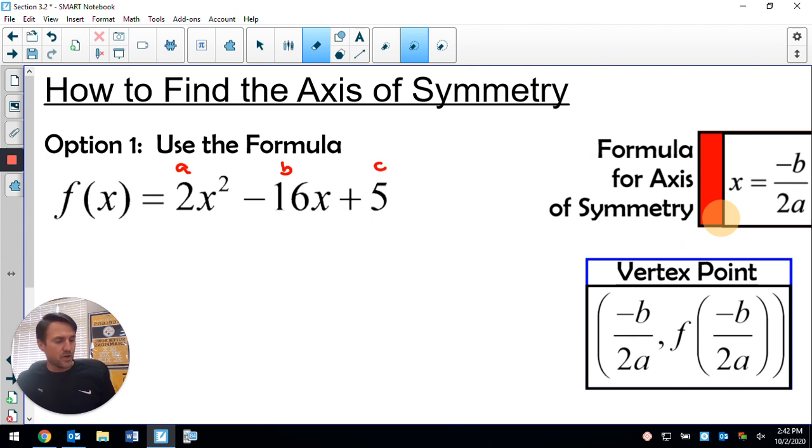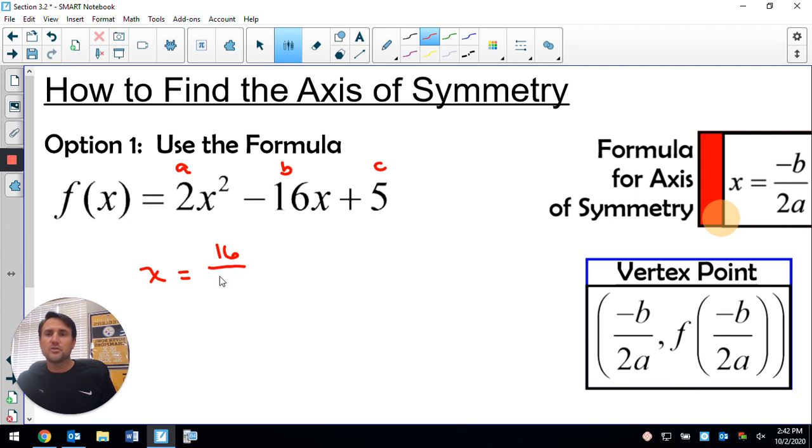But let's just go ahead and try to plug into our formula for the axis of symmetry. X equals negative b, so in this case that's going to be 16, and then we're going to divide by 2 times a. In this case, a is 2. All right, so doing the arithmetic, that's going to be 16 divided by 4, which is 4. So my axis of symmetry equation is just x equals 4.